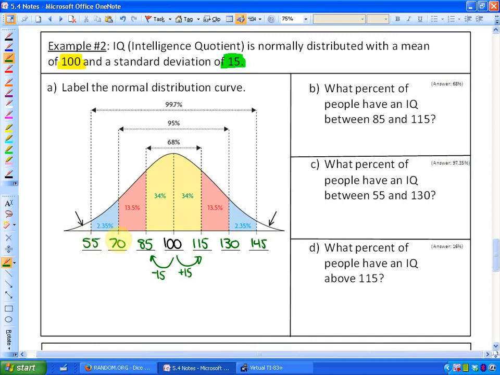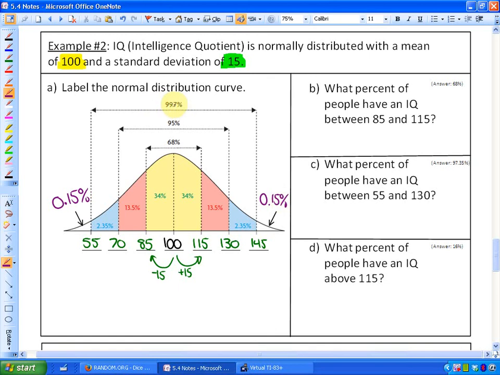Another thing I'll add here is, as we've talked about, there's 99.7% within 3 standard deviations. So for the remaining 2 small parts, if we subtract that from 100% and divide by 2, these 2 small parts here are 0.15% each. That might help us answer some questions in a little bit. So we're going to answer 3 questions.